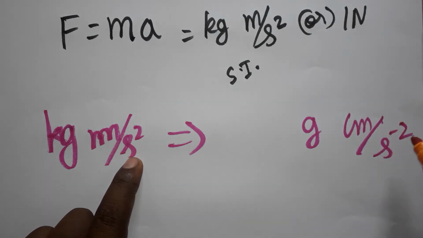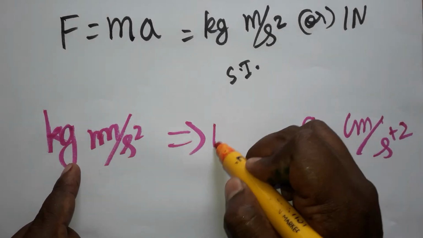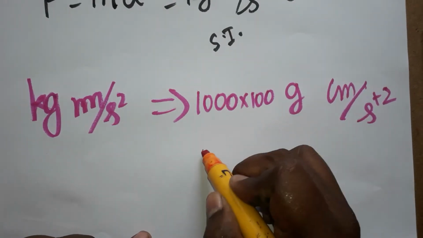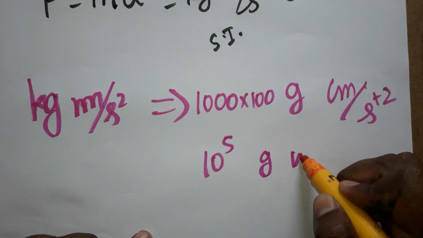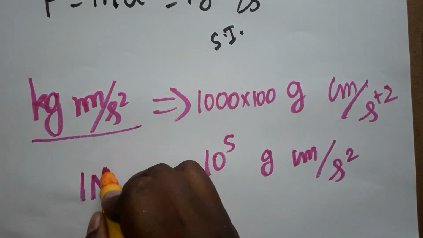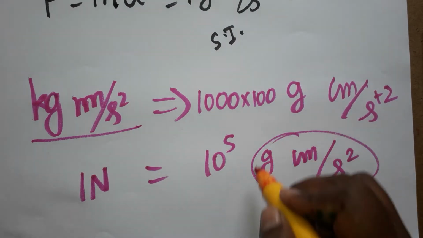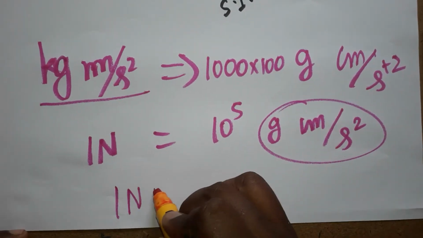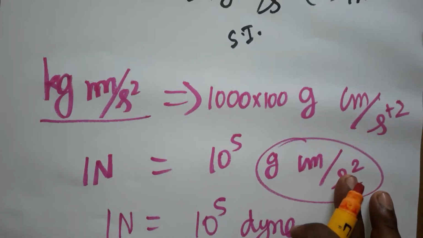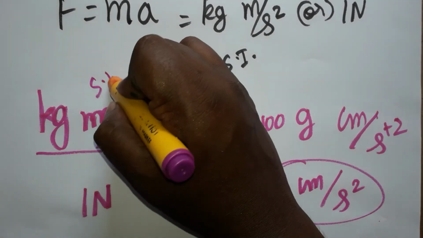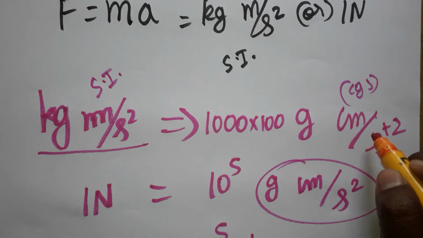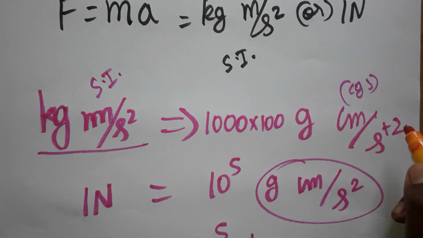So what I am doing is kg to gram is 1000 gram, meter to centimeter is 100 centimeter. So we'll get 10 power 5 gram centimeter by second square. Kg meter second minus 2 we can take as 1 Newton. The same thing in the CGS system we can take as 1 dyne. So 1 Newton is equal to 10 power 5 dyne. So we got the force unit. In the SI system it is kg meter second minus 2. In the CGS system it is gram centimeter by second square, or second inverse, anything you can take.